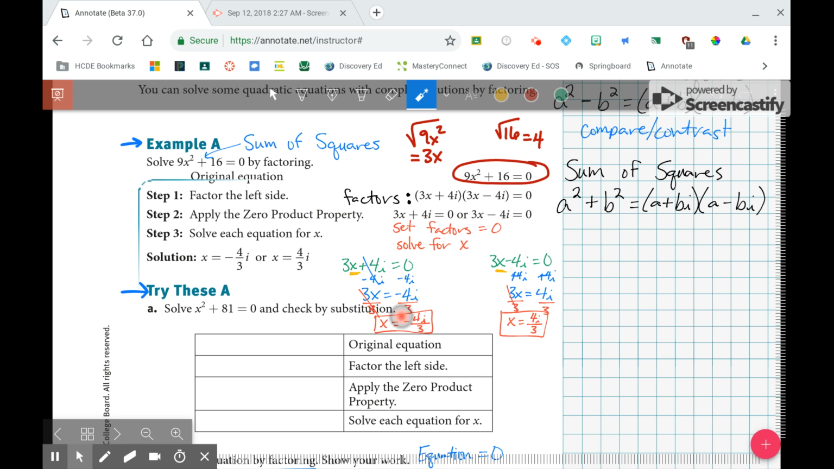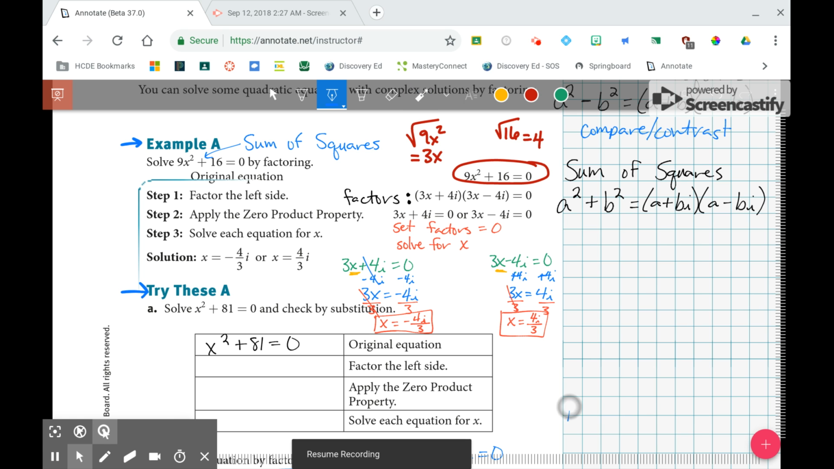Undo that multiplication by division, so you have negative 4i over 3. That's one of your x values. You do similar steps over here, but your final answer is a positive 4i over 3. Notice that's how you get two answers. We know there should be two answers because this is a quadratic, raised to that power of 2. So let's look at one that we need to fill in.